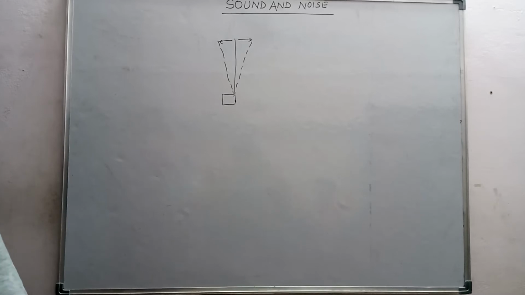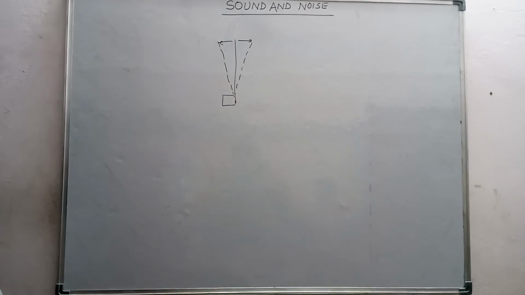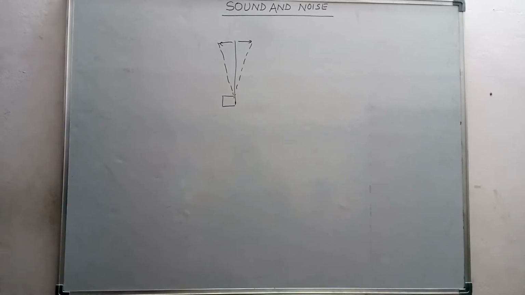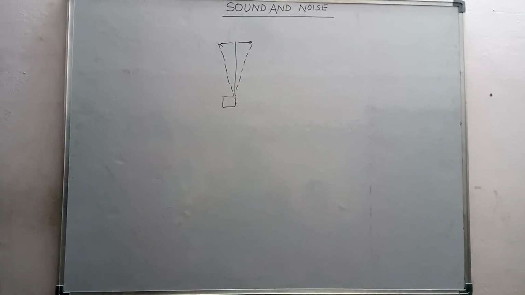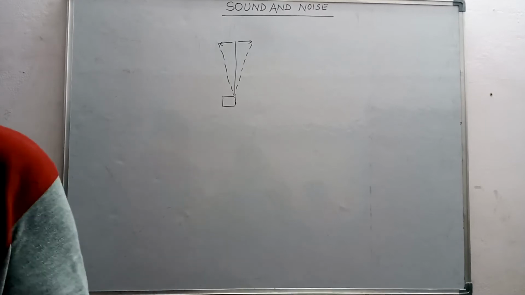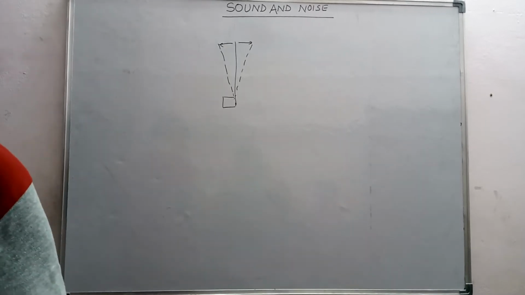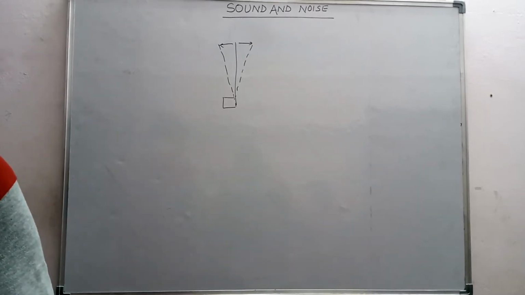Then there are various instruments which produce sound. For example, veena, rudra, tanpura, mridang, dhol, khol. These are examples of stretched membranes producing sound. These are also called percussion instruments.